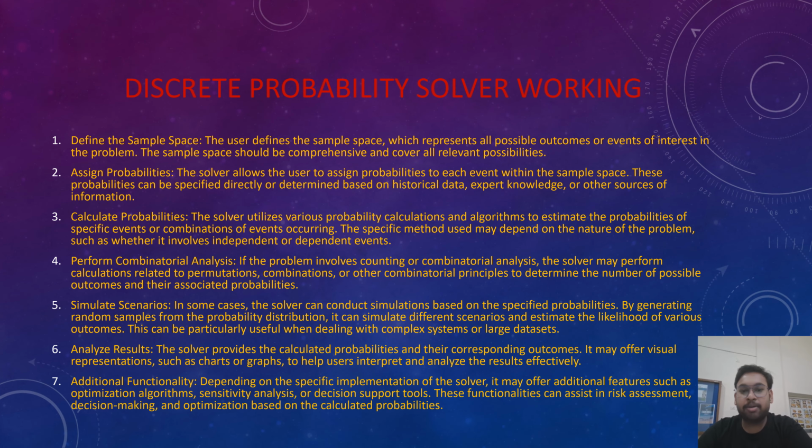How a discrete probability solver works. Firstly, it defines the sample space, which represents all the possible outcomes of the event. Then it assigns the probabilities to each event within the sample space on the basis of the data provided. Then it calculates the probabilities using calculations and algorithms to estimate the probability of a specific event or its combination.